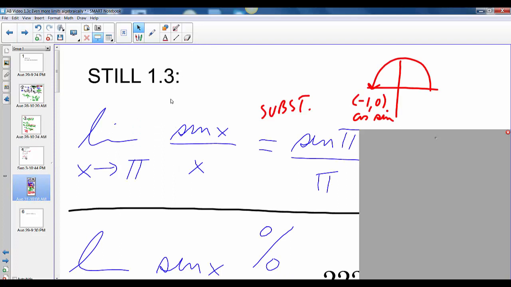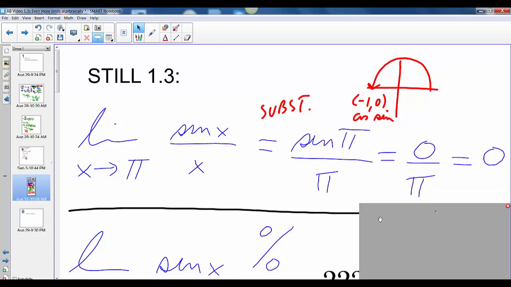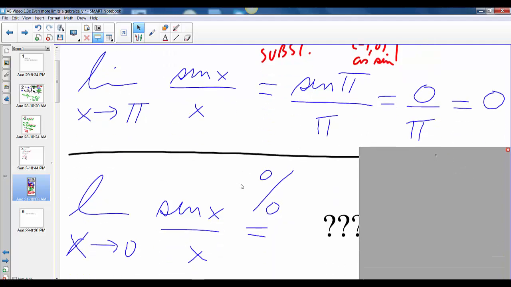Now, this is going to get into some weirdness. We're still in 1.3, not for much longer. The limit as x approaches pi of sine x over x. Again, first attempt substitution gives us sine pi over pi. This one's actually very straightforward. The sine of pi, of course, is 0 over pi, and 0 over pi is 0.